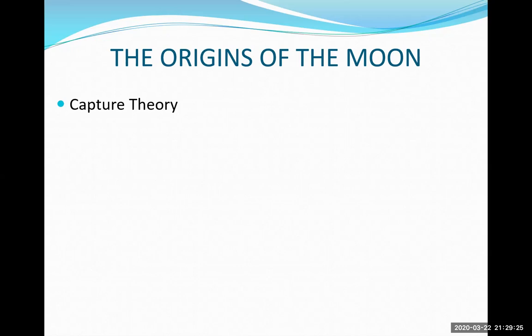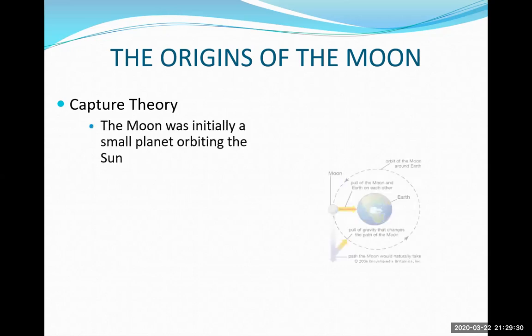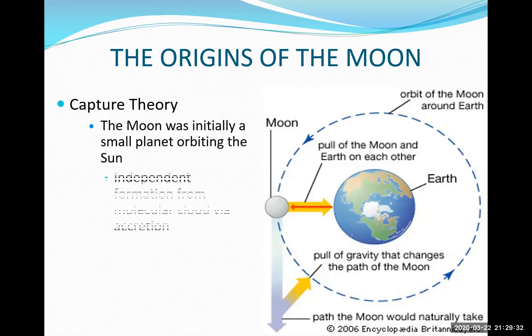So the first theory that we're going to talk about is this idea of the capture theory. And kind of like the name implies, what it basically is stating is that the moon basically was a small planet that was initially orbiting the sun, and it formed independent of the Earth.